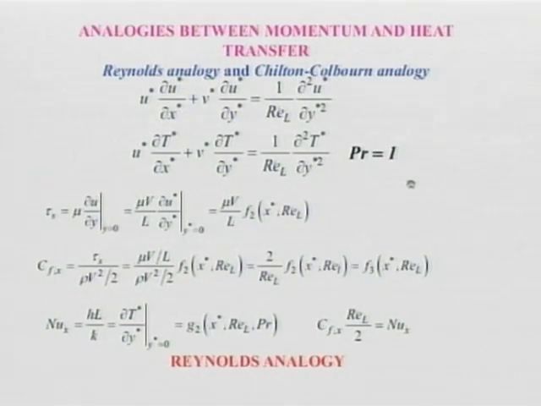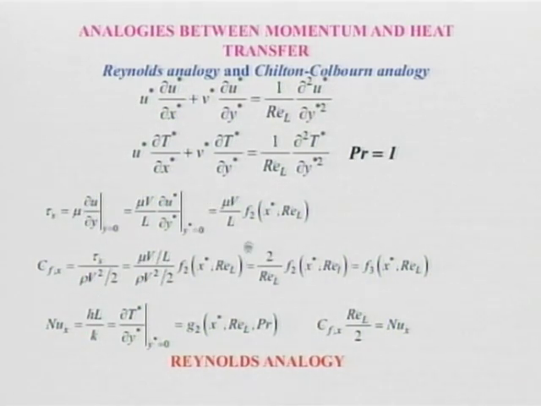Next, the energy equation. In the energy equation, I have made Prandtl number equal to 1. Actually here Re_L into Pr was there, so I will make Pr equal to 1. Do you see anything magical between these two equations? Those two look the same. If you watch carefully, even the boundary conditions look the same. So the solution of one should be the solution of the other. That is what is called Reynolds analogy.